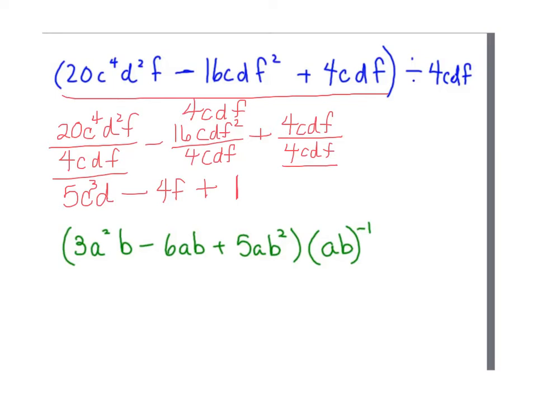Now, you can do the same thing over here with this one. I can write all of these fractions over AB and simplify. In the first one, I'm going to have 3 and an A. The B's cancel. In the second one, I'm going to have a 6, and the A and the B both cancel. And then in the last one, I'm going to have a 5. The A cancels, and I have a B, and that's the answer. So this is pretty simple.